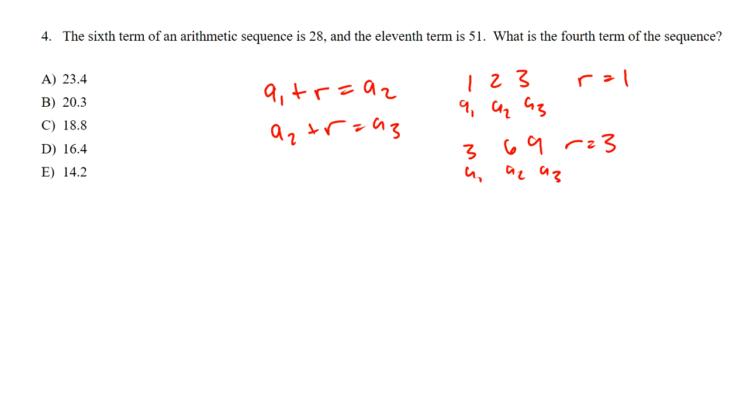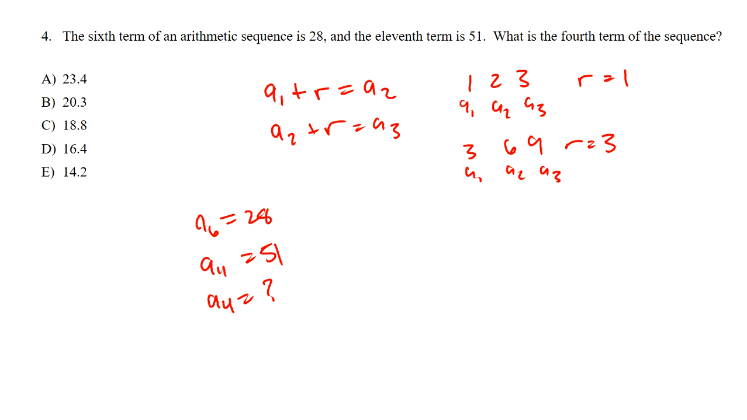Now we're trying to figure out where our sixth term, a6, is equal to 28, and our 11th term in this sequence is 51. Okay, now we're trying to figure out what the fourth term, a4, is. Alright, so before we can get any farther, we're going to have to figure out what our r for this sequence is. So how are we going to do that?